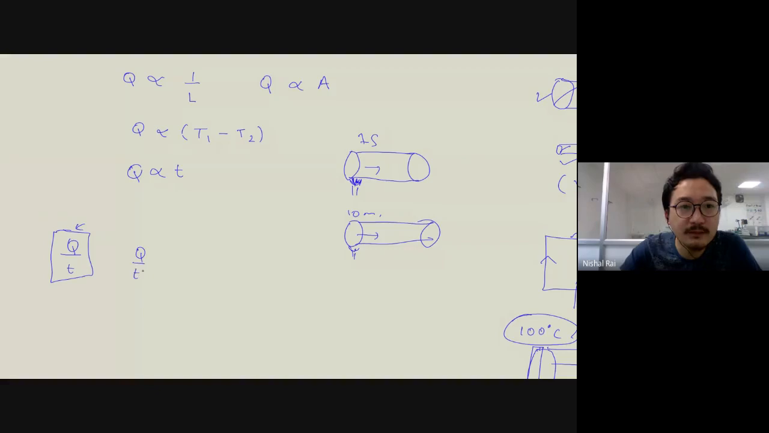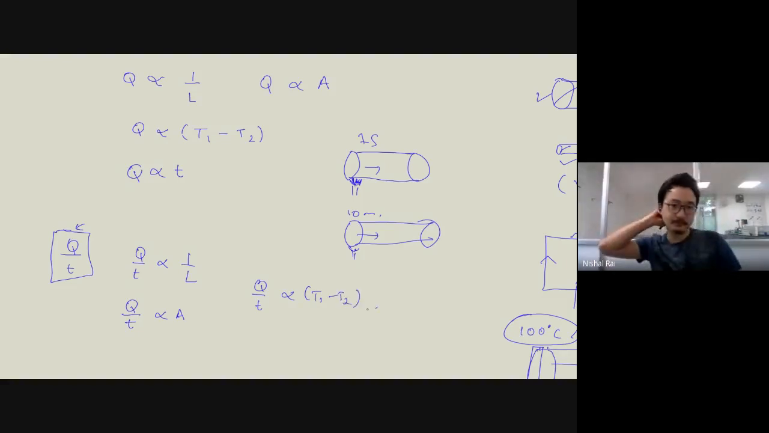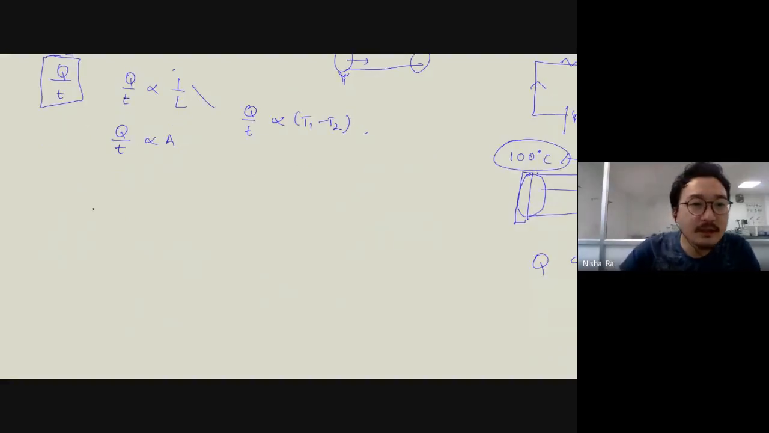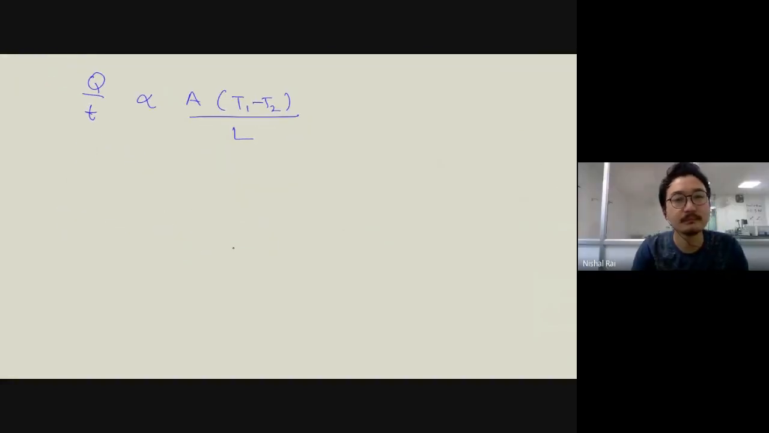So the rate of flow of heat is proportional to 1 by L. Is this clear? So the shorter the length, the faster it will flow, and the rate of flow will be more. The rate of flow with respect to area will be this one. So the rate of flow will be proportional to the difference in temperature. Is this point clear? Either way, you can go this way or this way. I think both ways are correct. So if you combine this whole equation, what you'll get is Q by T proportional to A times (T1 minus T2) divided by L. Is this point clear? Now, if you remove this proportionality constant, what will we get?